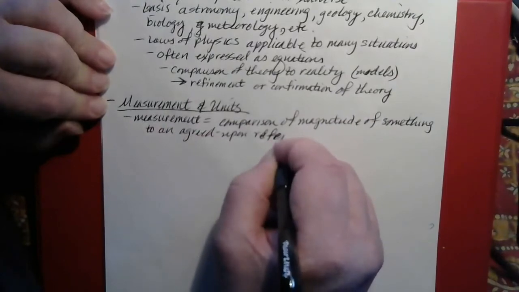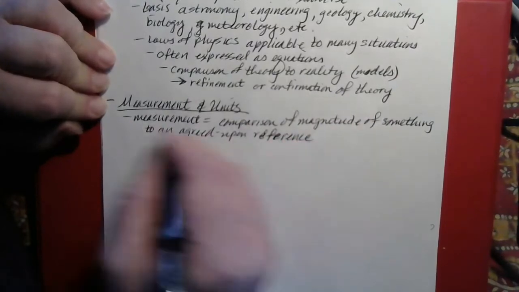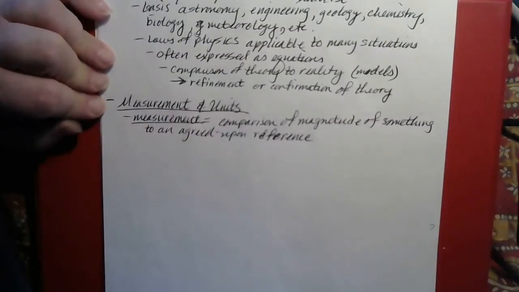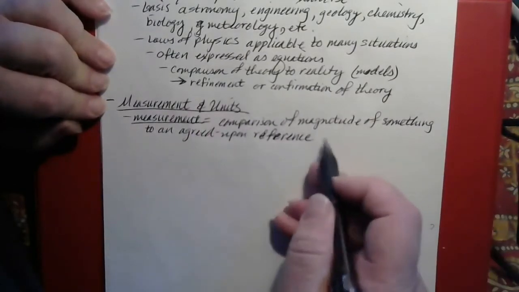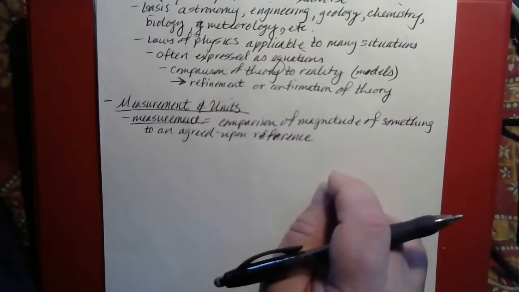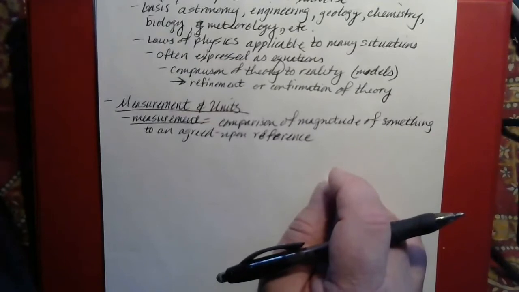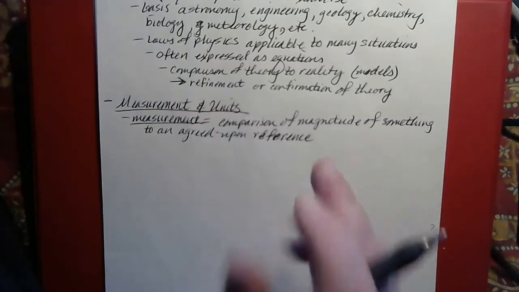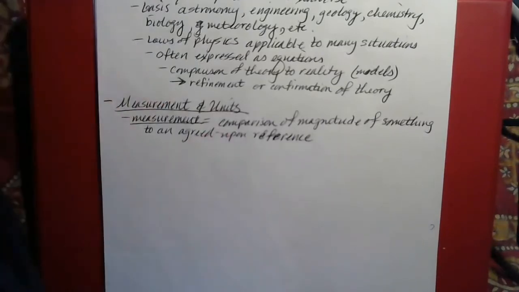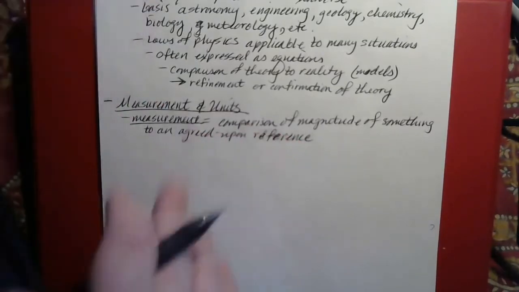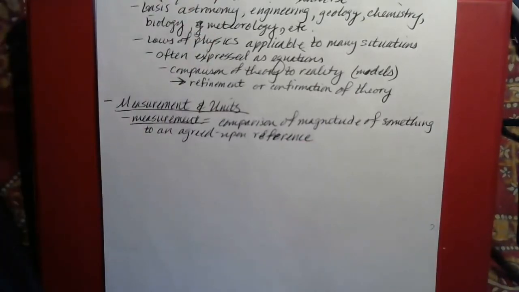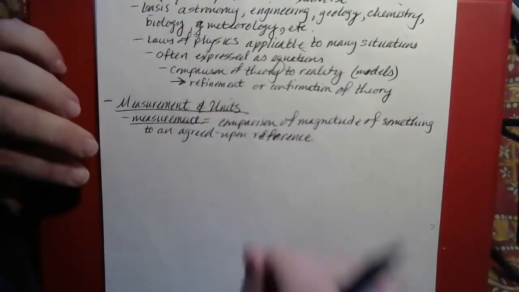Okay, a measurement is a comparison of the magnitude of something to some agreed upon reference. So for instance, when you take a ruler and you measure the length of a pencil, say, you're comparing the magnitude of the length of that pencil to the agreed upon unit that's on the ruler. It might be inches or it might be centimeters. Either way, the unit on the ruler is the reference.